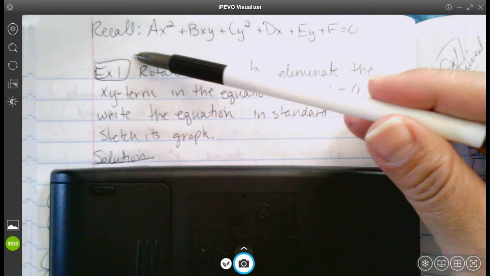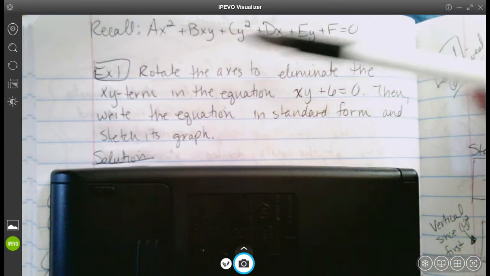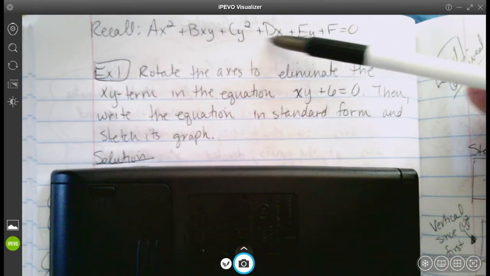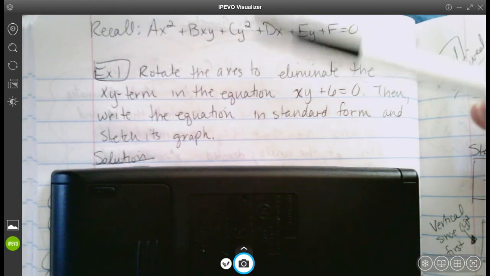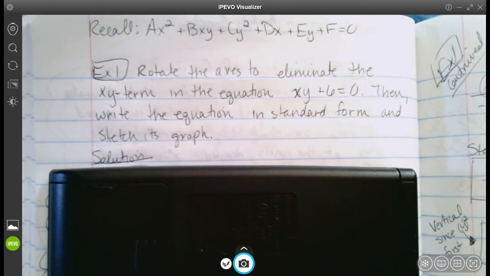I put up here, recall that this is our second degree equation, ax squared plus bxy plus cy squared plus dx plus ey plus f equals 0. The example says we're going to rotate the axis to eliminate the xy term in the equation xy plus 6 is equal to 0. Then we're going to write the equation in standard form and sketch its graph. For this one, we have a very simple graph, xy plus 6, and if you remember our rules from before, this will be a hyperbola.